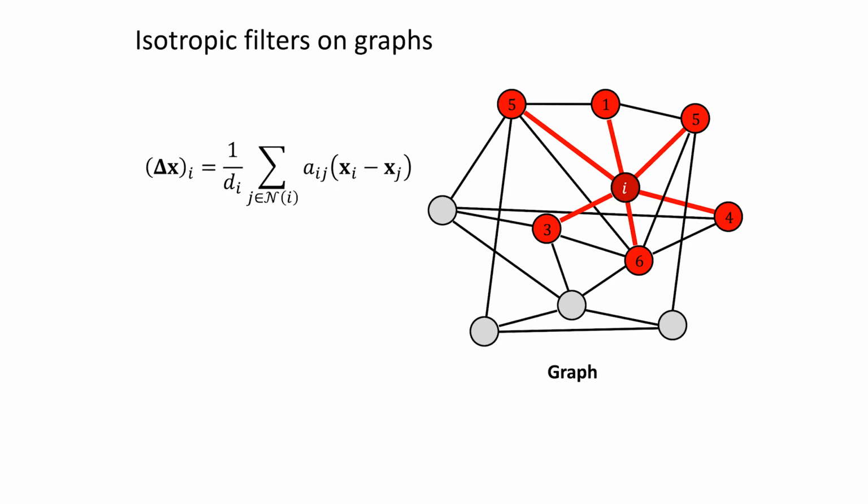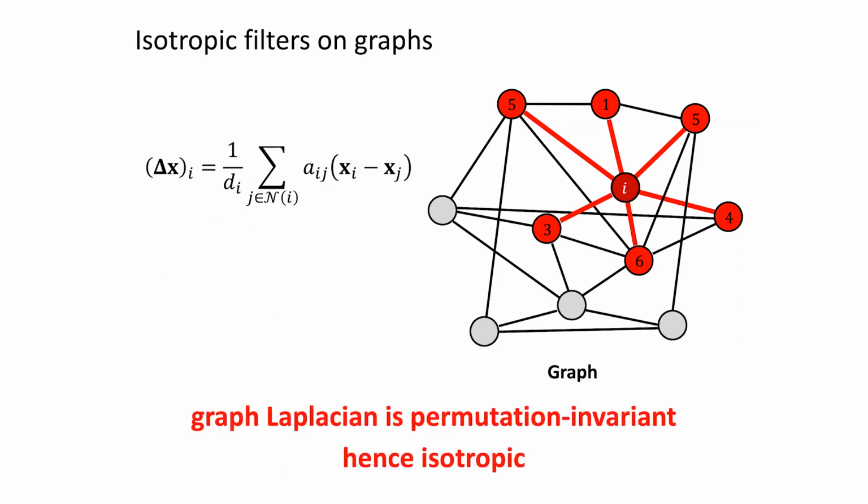And if we talk about operations such as the Laplacian, the Laplacian essentially averages the neighbors. So averaging is a permutation invariant operation. And as a result, the filters that will be obtained from the Laplacian will be isotropic. They will be insensitive to direction.